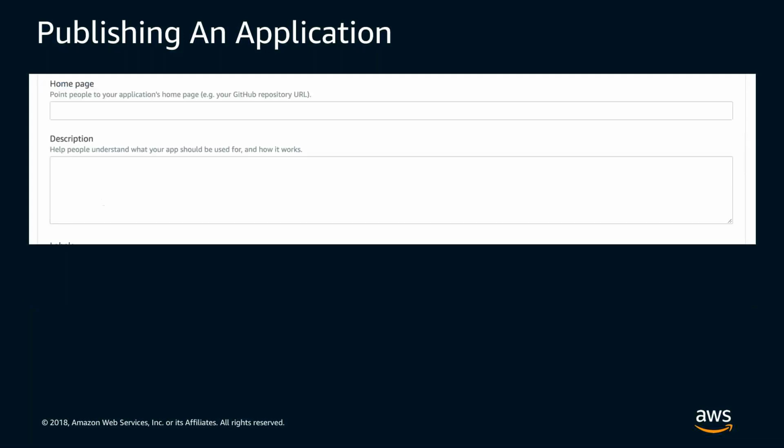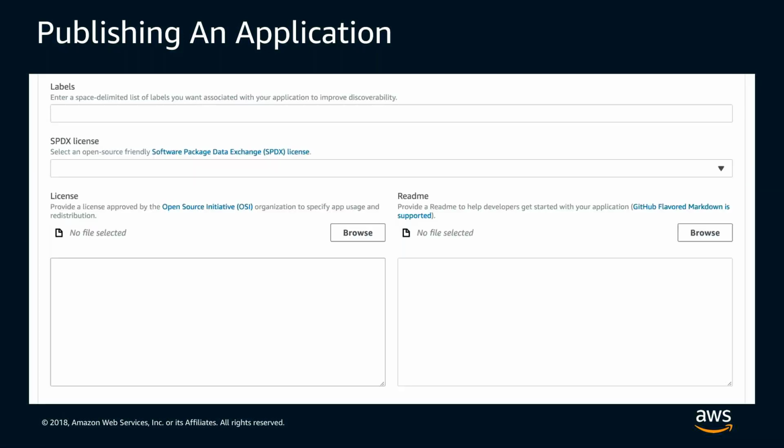And then the homepage of the repository, so that would be my GitHub repository URL, and then the description. So that would be the explanation of all of the parameters and what the tool actually did and the application. And that would explain it to people so that they could understand what they were getting when they hit the deploy button.